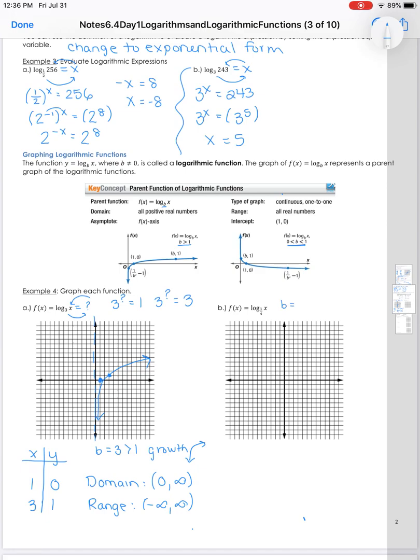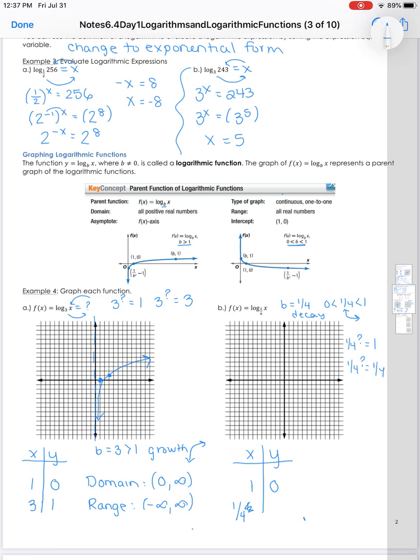For letter b, the b value in this case is 1/4, which means that 1/4 is between 0 and 1, so this is giving off the decay appearance, so it should be coming down. Again, I would figure out values that are going to make your life easier to graph this if you do not have a calculator. So let's say we make x 1 again. So then you say, all right, well, 1/4 to what power is equal to 1? Well, that's 0. And then, actually, let's just keep it 1/4.